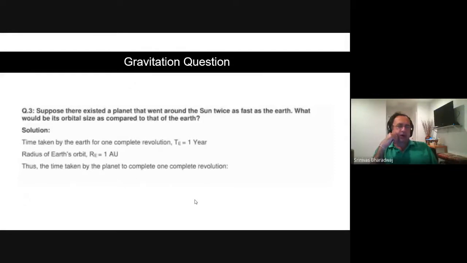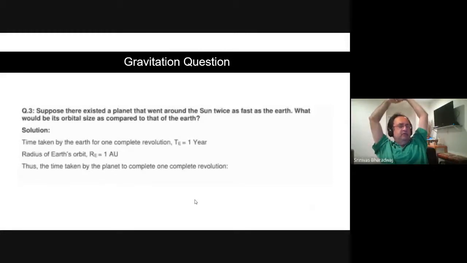What will be the orbital size? It will be closer, shorter, right? So 1 by root 2 times, to the power of 1/3, right? So root 2 is 1.414. So 1 by 1.414 is 0.707, and then take the cube root of that. So it will be a little more than 0.8, 0.9, somewhere there.